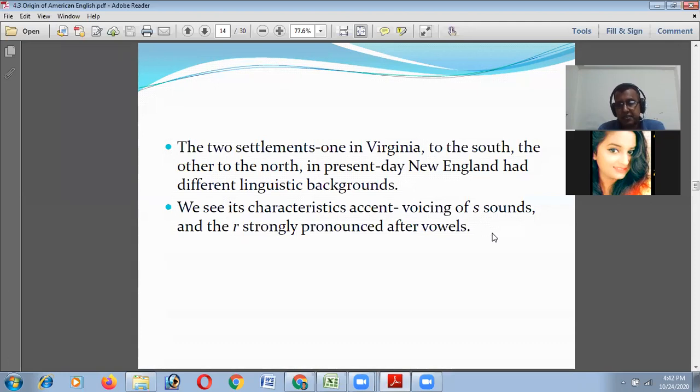And for this stage, the British will be pronouncing in such a way: he is my father. That means in "father," the R will not be pronounced, and they will be using the S sound. This is the accent or pronunciation pattern of British English.